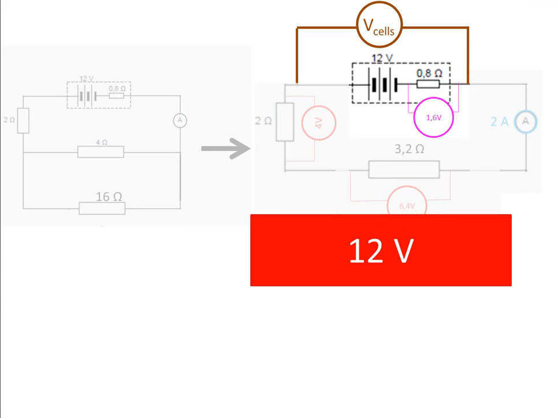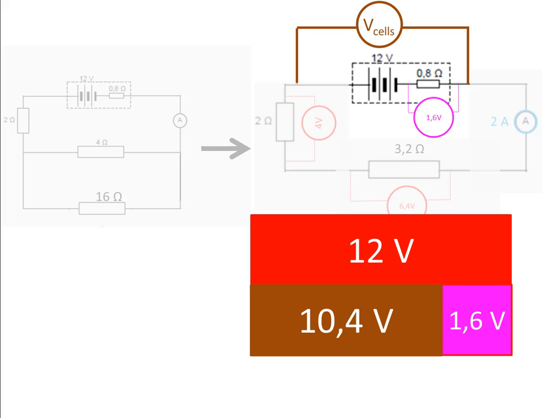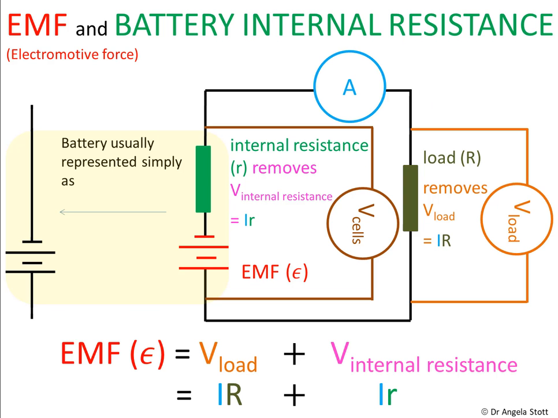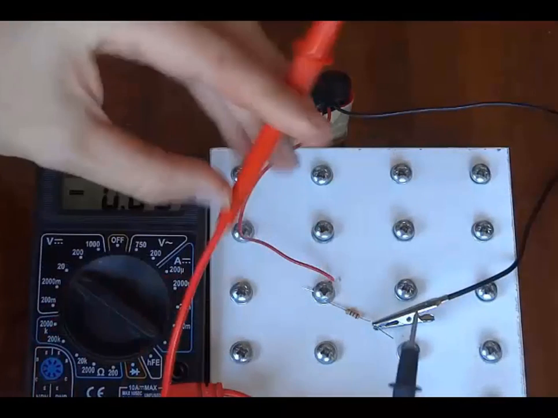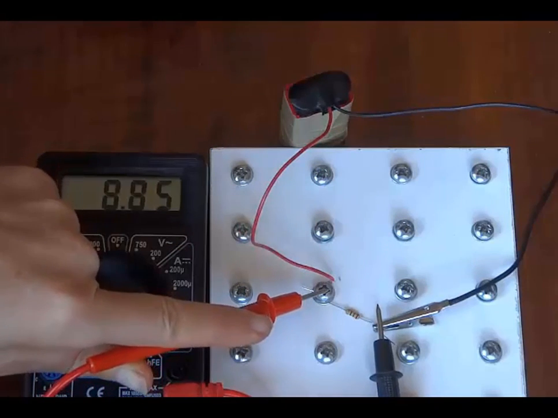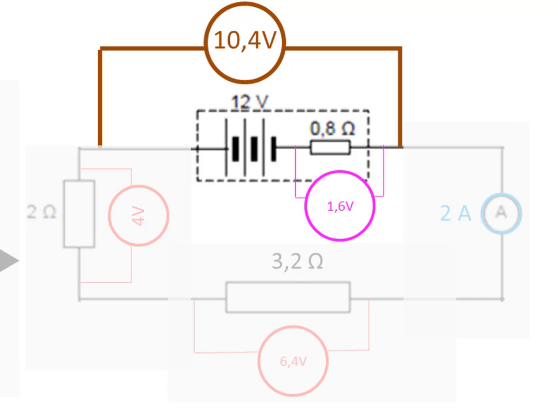Now you should apply this formula to calculate the terminal potential difference, Vcells, in this particular circuit. The EMF is 12 volts and the lost volts is 1,6 volts. Therefore, Vcells must be 12 minus 1,6 equals 10,4 volts. This picture summarizes the relationship between all these variables. Remember that Vcells will also equal Vload. Vload means the voltage lost across the resistors in the external circuit. So in this case, the terminal potential difference is 10,4 volts.